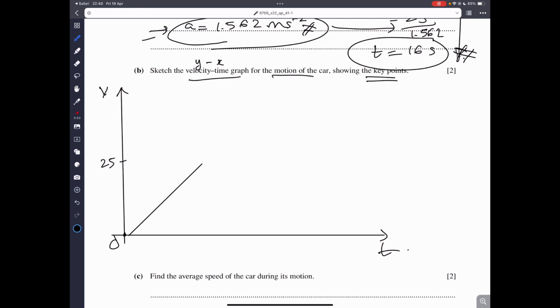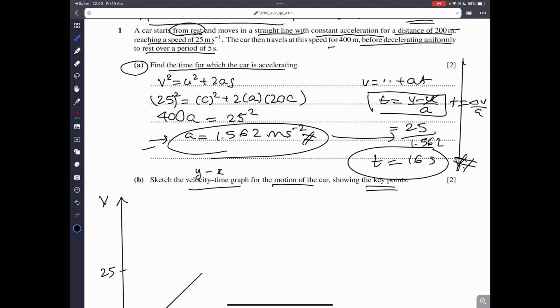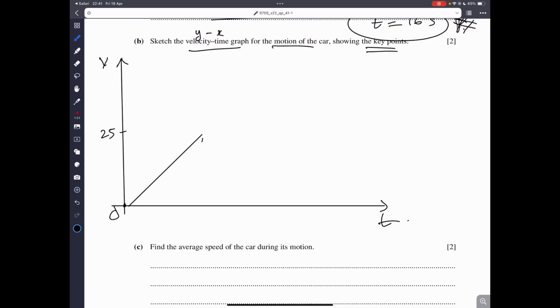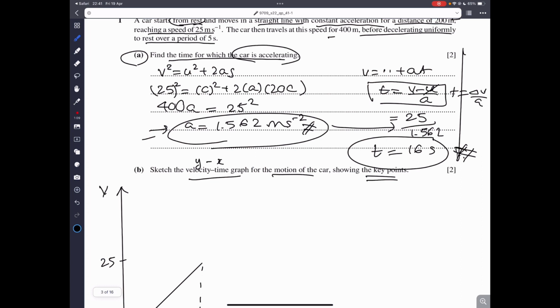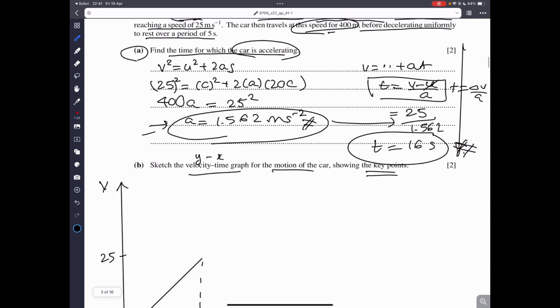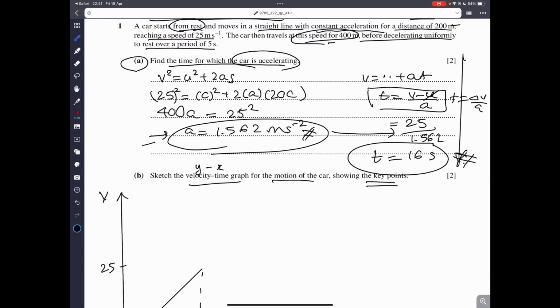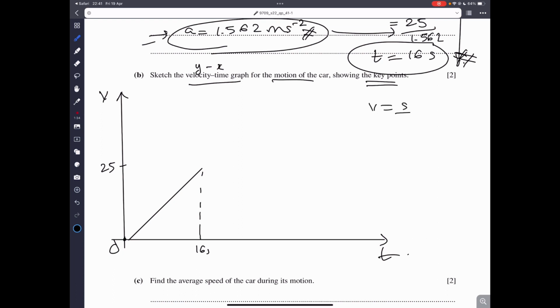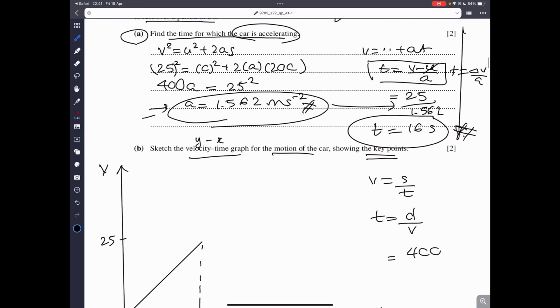But we don't know how long it will travel. From question 1a, we found the time for which the car is accelerating. So it's accelerating from 0 to 25 for 16 seconds. Then we are going to find the time for which it travels at a constant speed. For the second part, where the car is traveling at a constant speed over 400 meters, we can use v equals distance divided by time. So time is equal to distance divided by velocity. The distance is 400, remember, at the speed of 25.